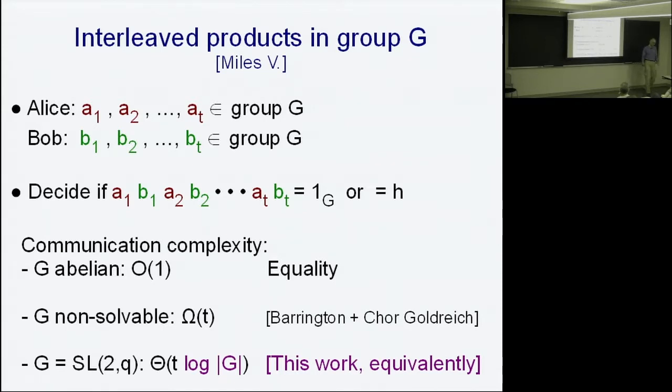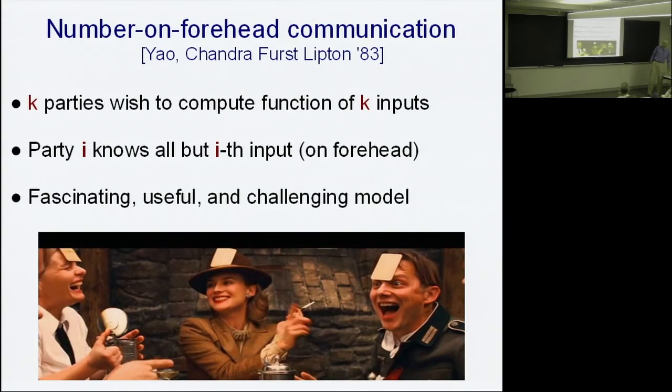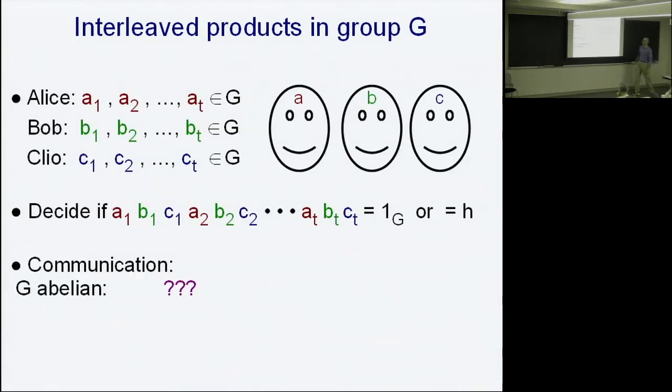The nicest one is the number-on-forehead setting. Here, Alice doesn't have one input in her hand, but has an input on her forehead. There are three parties, and she can see the other two parties' inputs, but not her own. Let's say the three parties are Alice, Bob, and Cleo. Alice gets a t-tuple of group elements on the forehead, and she can see B and C. Bob gets B1 through BT on the forehead, and he can see A and C, and Cleo gets C, and she can see A and B.